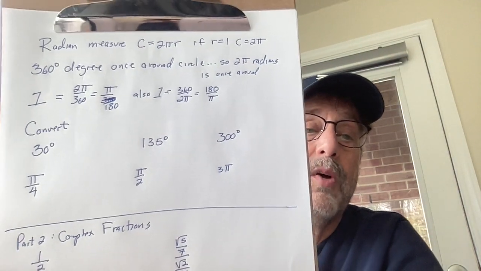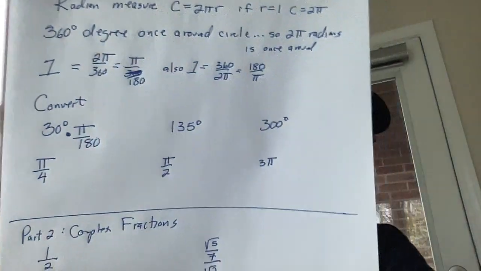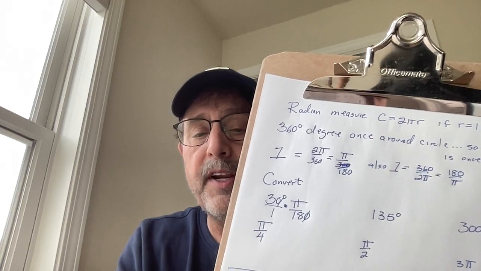30 degrees, we simply take it times 1, and what we do is we take it times pi over 180, and then we simplify the fraction 30 over 180. So 10 goes in for sure, and 3 goes into 18 6 times. And so how we write this is pi over 6.